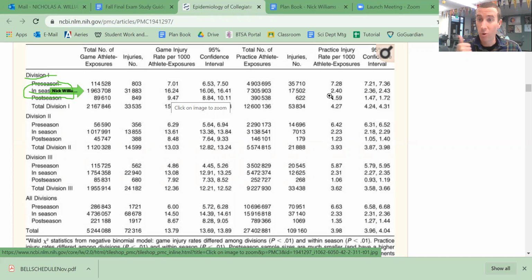They're probably going at totally full speed, whereas in practice you're warming up, training, practicing a skill, but you're maybe not going at full-on hardcore speed. So that seems to make sense to me, that their injury rate would be much higher during a game, especially in the season. So does it make sense based on human nature?